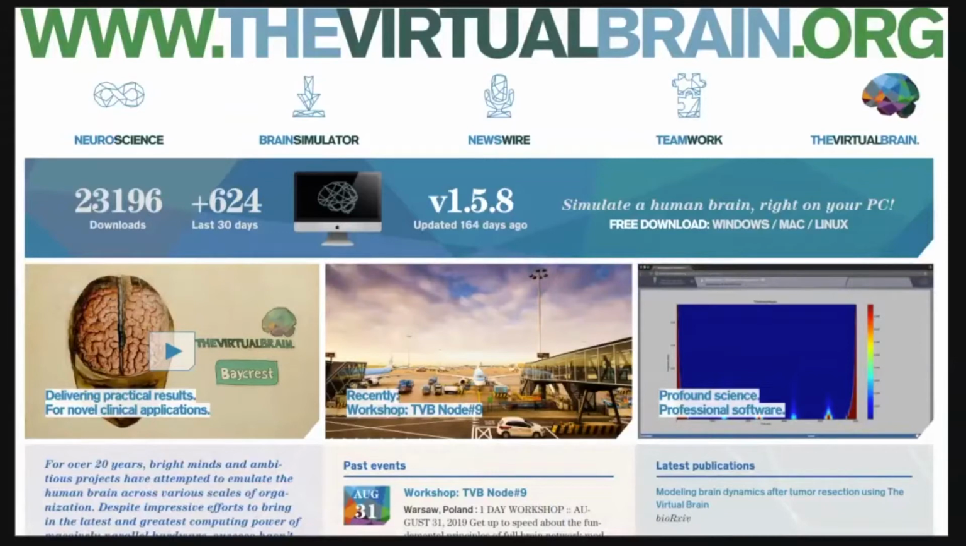It has been downloaded since then more than 23,000 times. It's software that is based on Python and that runs on different platforms: Windows, Mac OS, and Linux. It can be deployed and run on your own notebook or personal computer, but it also runs on high-performance computers.